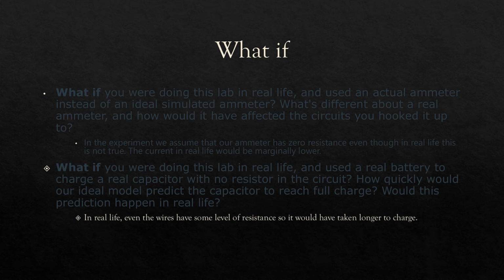Some what-if questions. What if you were doing this lab in real life and used an actual ammeter? In the experiment, we assume that our ammeter has zero resistance, even though in real life this is not true. Current in real life would be marginally lower.